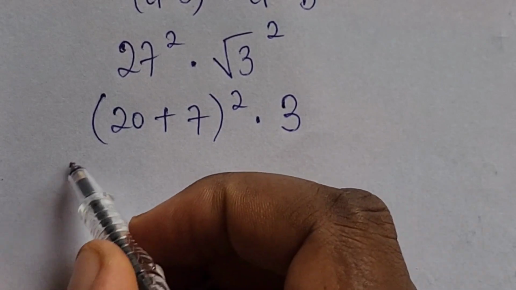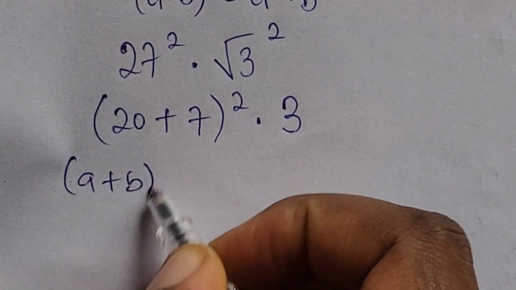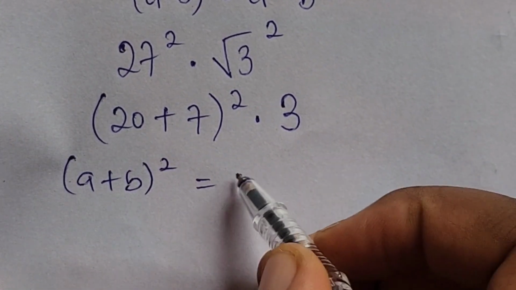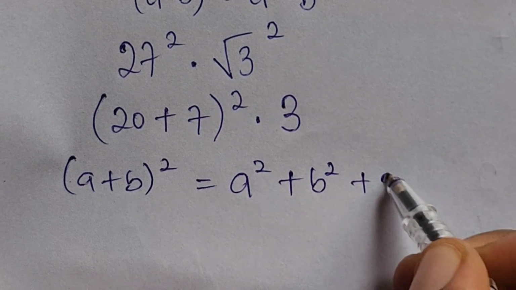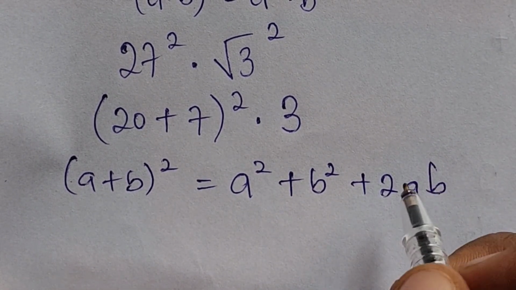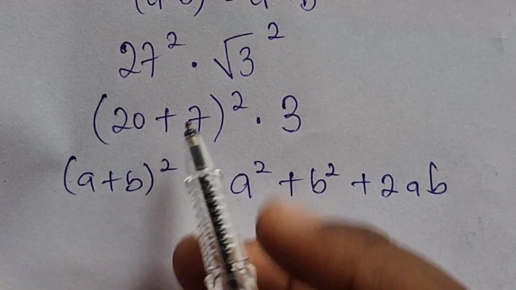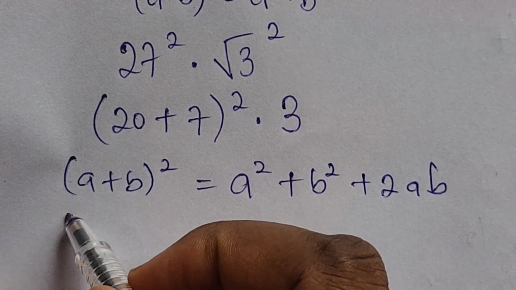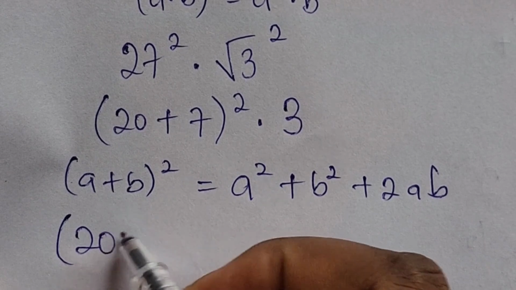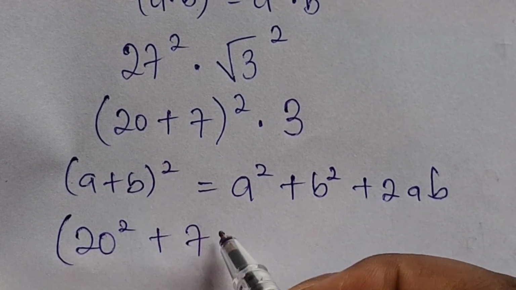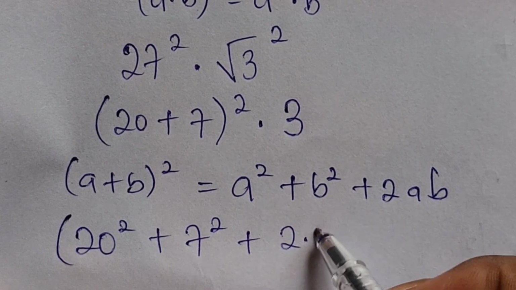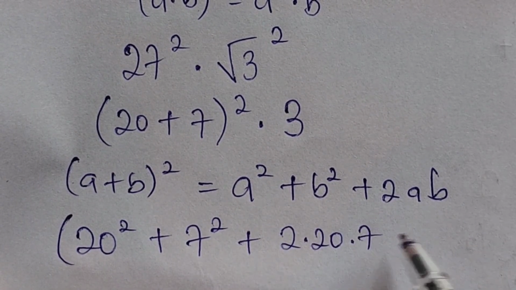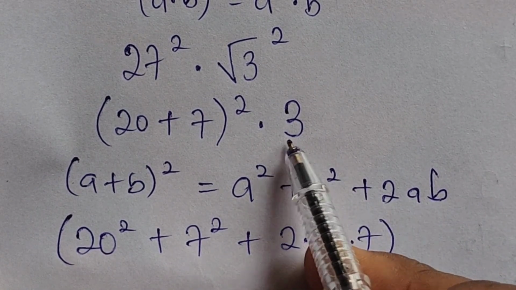Let's recall, when I have a plus b all squared, this is equal to a squared plus b squared plus 2 times ab. So we can expand this to have 20 to the power of 2 plus 7 to the power of 2 plus 2 times 20 times 7. And we have 3 here.